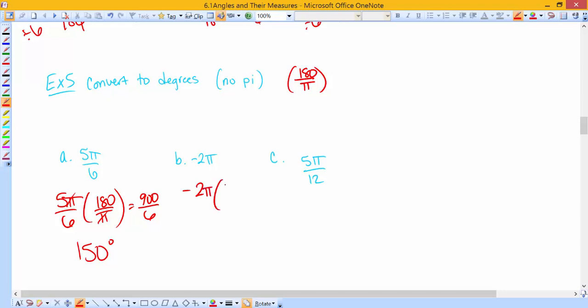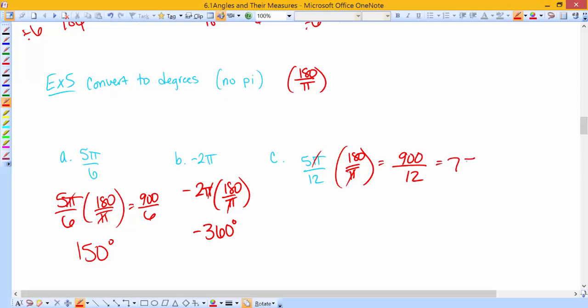Negative 2 pi times 180 over pi. Pi's cancel. I get negative 360 degrees. And then here I'm just going to be a little lazy. I'm going to put the pi. 5 times 180 again. 900 over 12. 75 degrees. Not too bad. You just have to make sure you remember when you use which fraction.